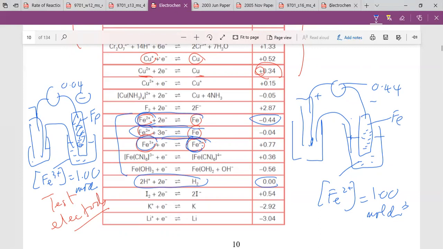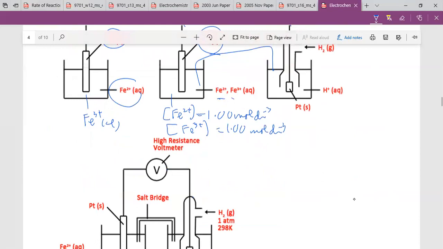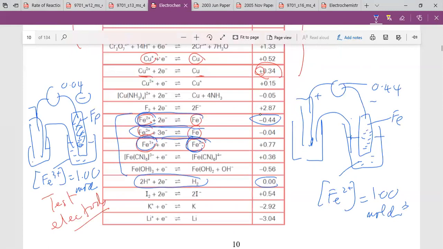Now from my data, remember reduction: Fe3+ gains an electron to form Fe2+. It's reversible, very important. The E value here is equal to plus 0.77. See, 3+ first, then 2+, that means reduction. That's why it's called a reduction potential. So it's positive here.